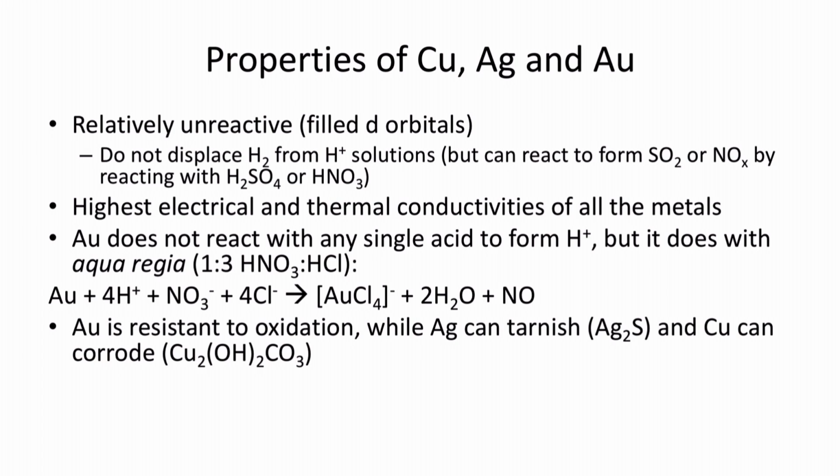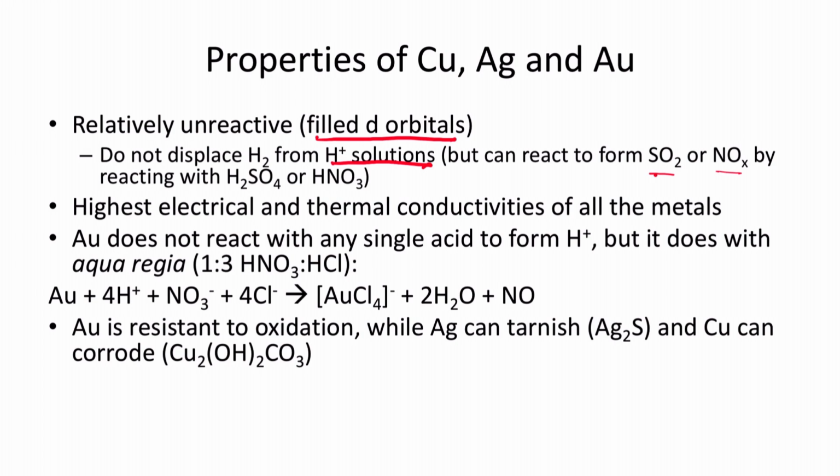Now, the last couple of examples I want to give you are related to copper, silver, and gold. These three metals are sometimes considered noble metals because they're relatively unreactive. The reason that they're unreactive is because they have filled d orbitals. Because they're filled, they really don't want to do anything. They can't displace hydrogen from acidic solutions, but they can react with certain acids, like sulfuric acid or nitric acid, to make different gases, like sulfur dioxide or nitrogen monoxide or nitrogen dioxide, these NOx compounds.